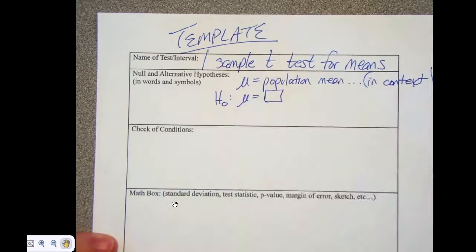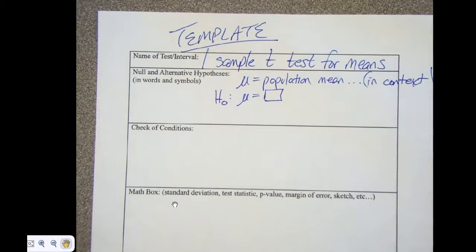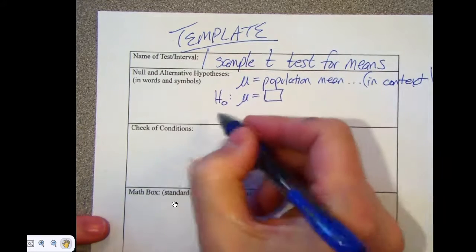H0 will always be that mu equals something. Like we have to start off with a certain assumption. The problem will give you that. Like the last one was 12.1 because we're supposed to get 12.1 ounces of coke.